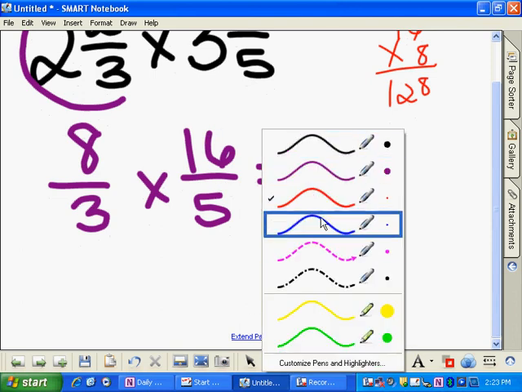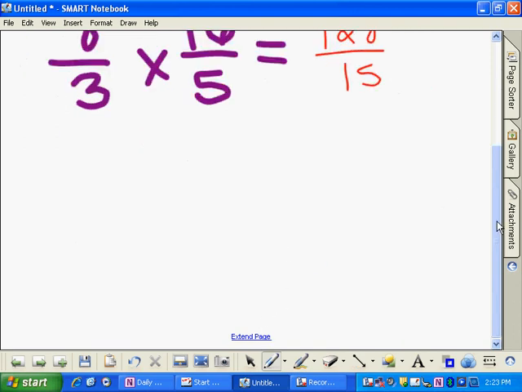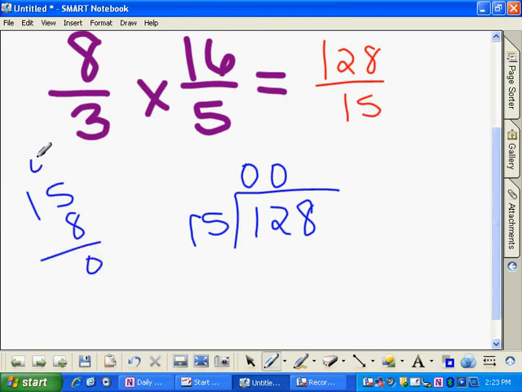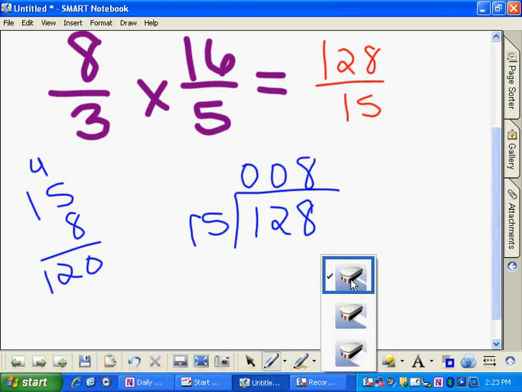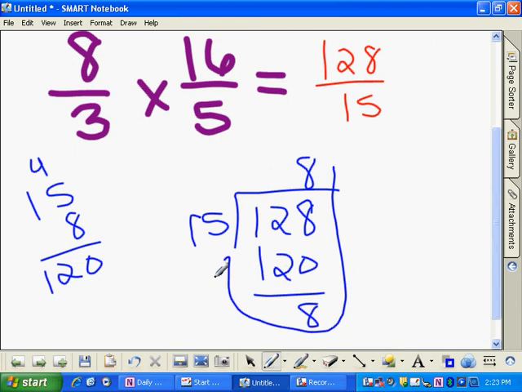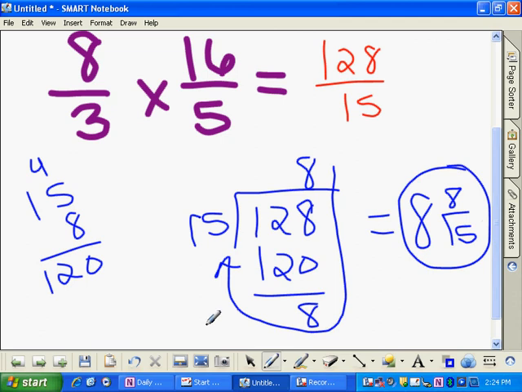So I am going to divide. We're going to do 128 divided by 15. And 15 doesn't go into 1, it doesn't go into 12. So let's figure out how many times it goes into 128. Let's try 8. And that's pretty close. I'm actually going to erase these so not to confuse. 8 times 15 is 120. I subtract and I get 8. So that means this is 8 and 8/15ths, which cannot be simplified, so that is our final answer.